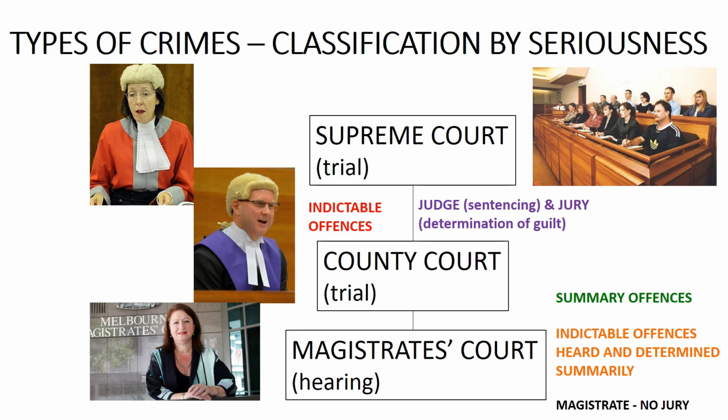In addition, indictable offences that are heard and determined summarily may also be dealt with by the Magistrates' Court. In such a case, the magistrate decides both the guilt of the accused and the punishment to be imposed on the accused if the magistrate decides that the accused is guilty of committing that offence. But remember, the accused does not have to consent to their indictable offence being heard and determined summarily in the Magistrates' Court. Instead, the accused can decide to have their trial in the County Court or the Supreme Court with a jury.